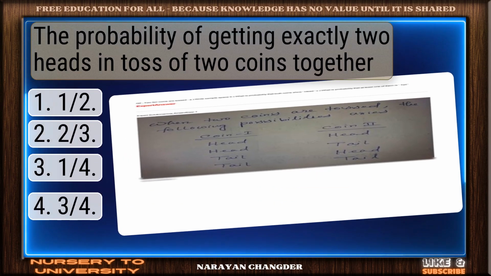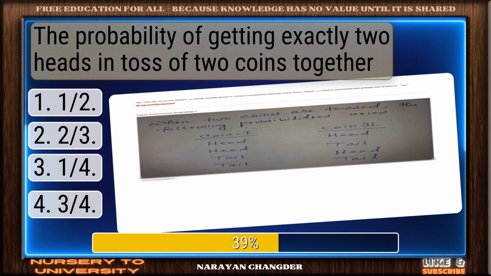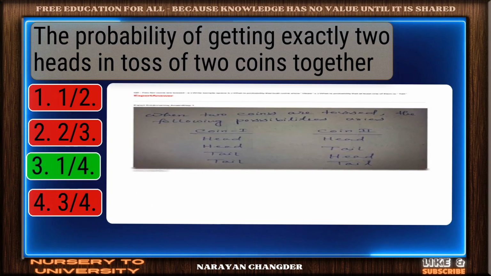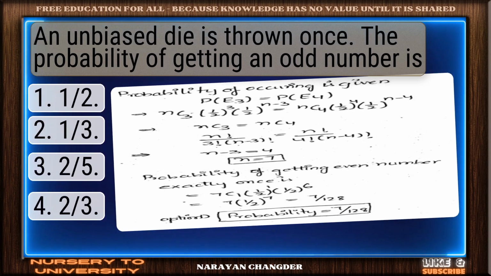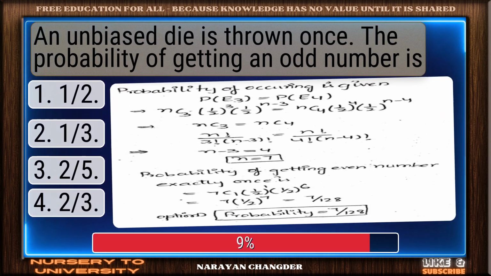The probability of getting exactly 2 heads in toss of 2 coins together. Perfect. 1 by 4. An unbiased die is thrown once. The probability of getting an odd number is?